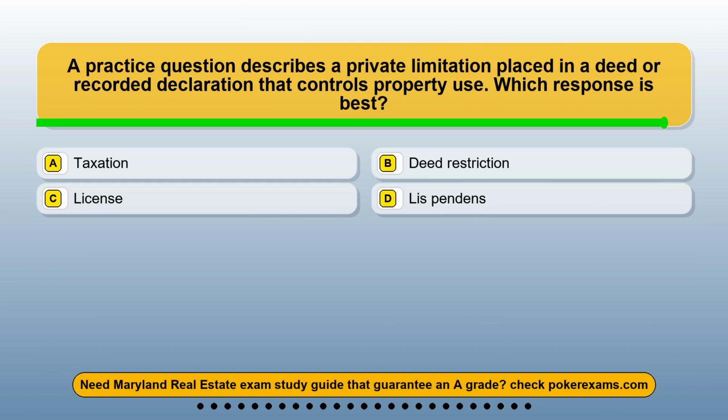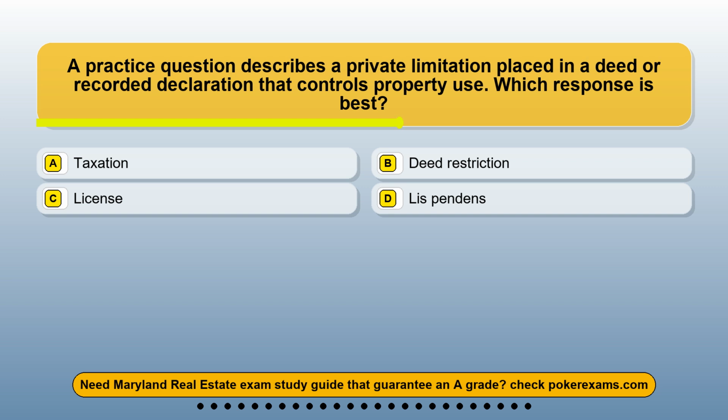Question 7. A practice question describes a private limitation placed in a deed or recorded declaration that controls property use. Which response is best? Option A, taxation. Option B, deed restriction. Option C, license. Option D, lease pendens.